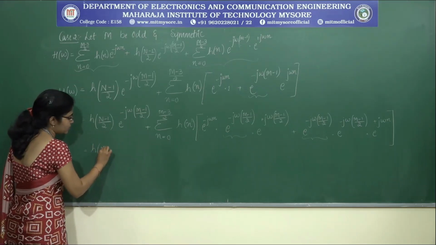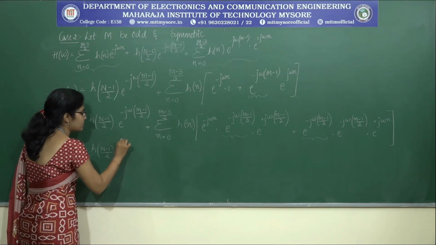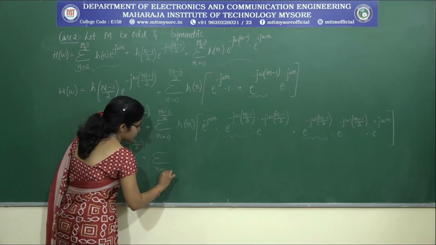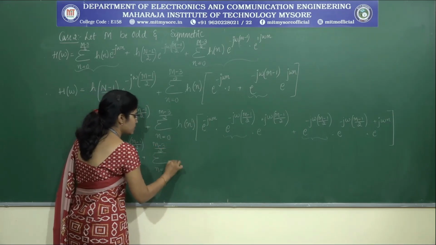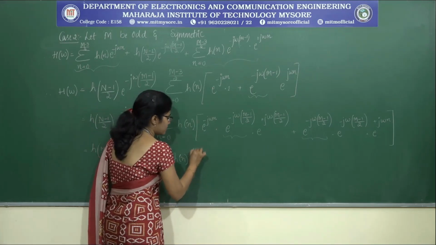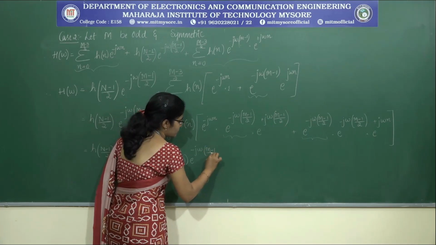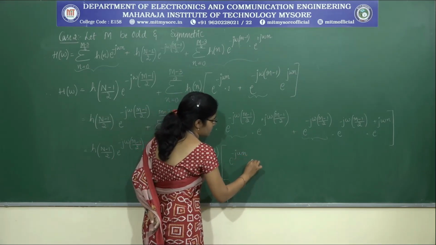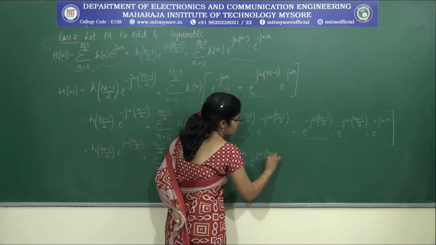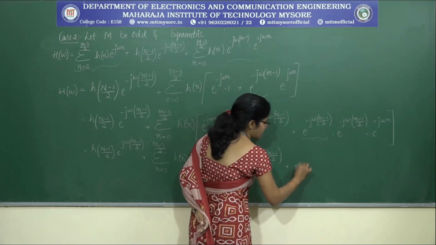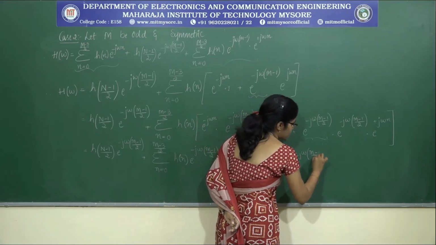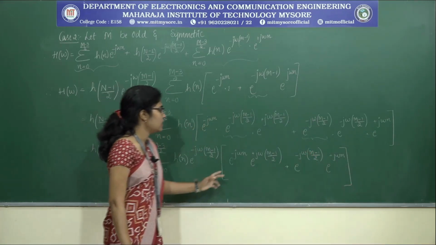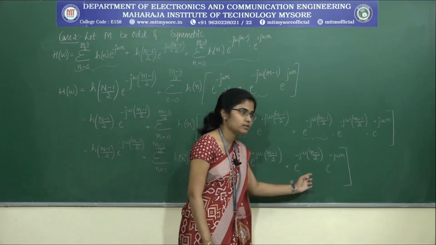Therefore H of omega will be equal to h of (m minus 1)/2 into e power minus j omega (m minus 1)/2 plus summation n ranges from 0 to (m minus 3)/2 of h of n into e power minus j omega (m minus 1)/2 into, so what are the terms left out in the first term? e power minus j omega n into e power plus j omega (m minus 1)/2 plus e power minus j omega (m minus 1)/2 into e power plus j omega n. So in the next step, let us combine these two exponential terms and rewrite.